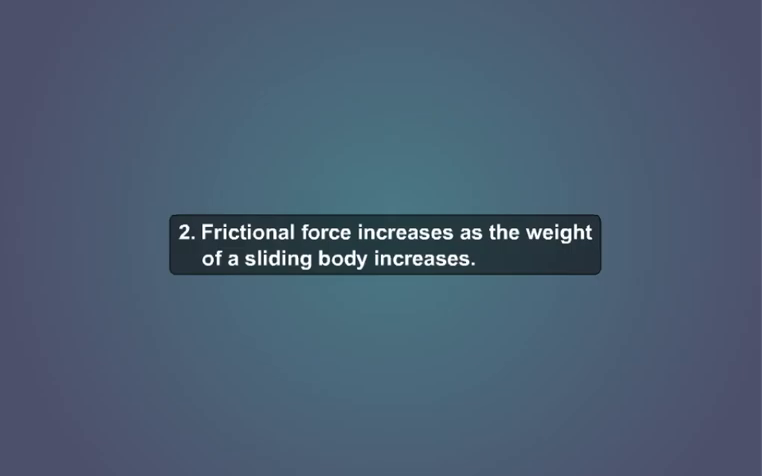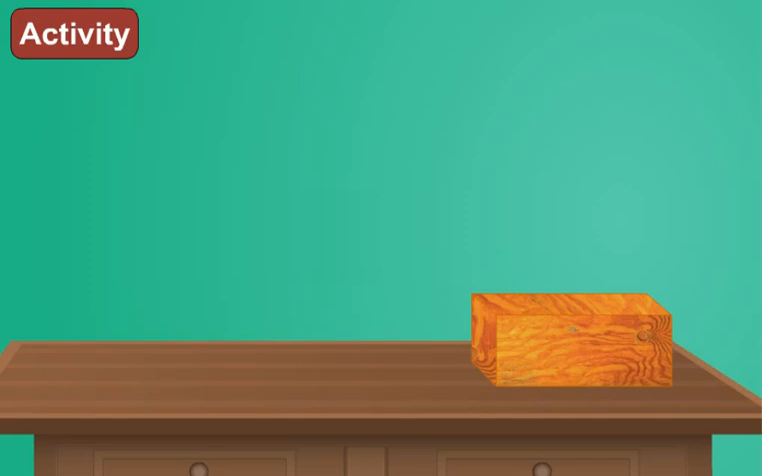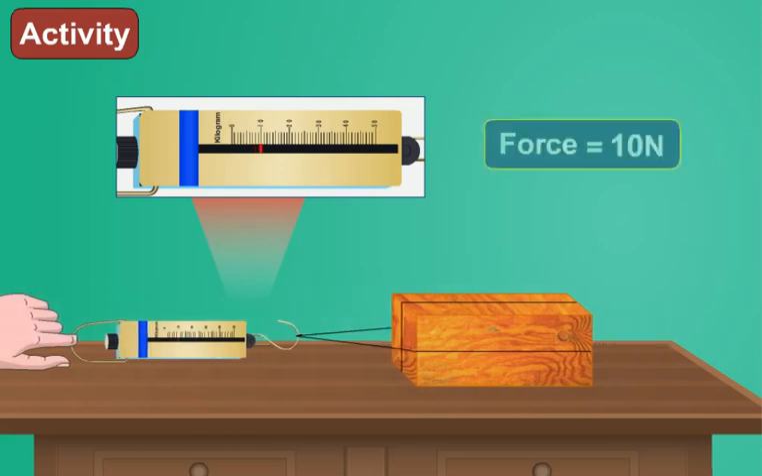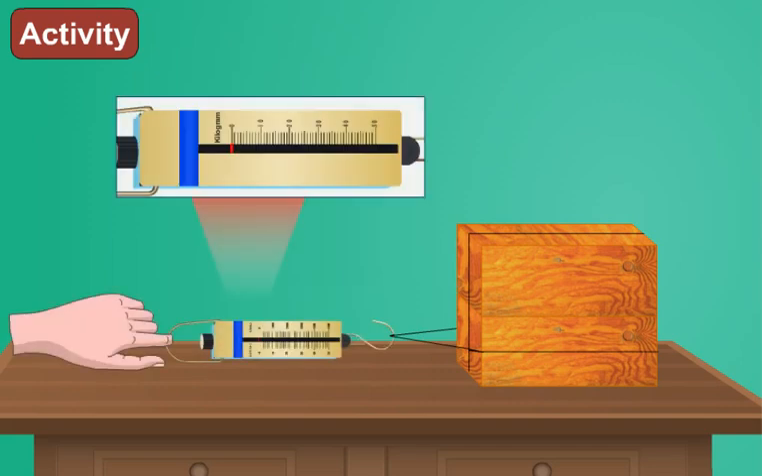Dear students, frictional force increases as the weight of a sliding body increases. To prove this, again, let us perform an activity. In this activity, we have to place a wooden block on a table and then measure the amount of force required to pull it on a spring balance, as shown in the figure. Again, add a similar block on the top of the previous block, as you can see in the figure. Again, measure the force.